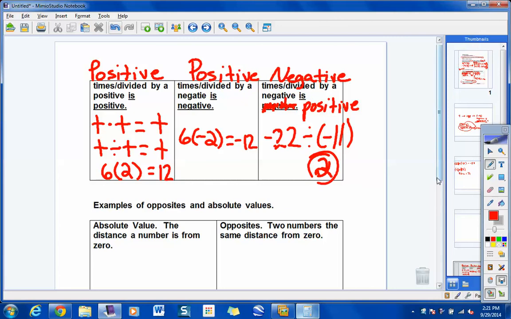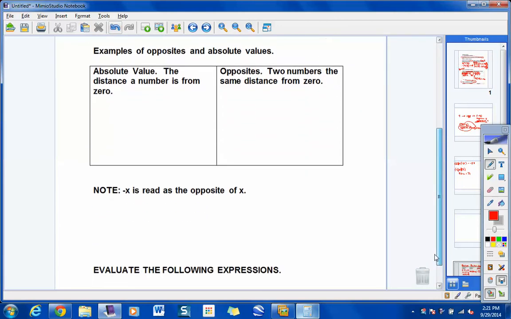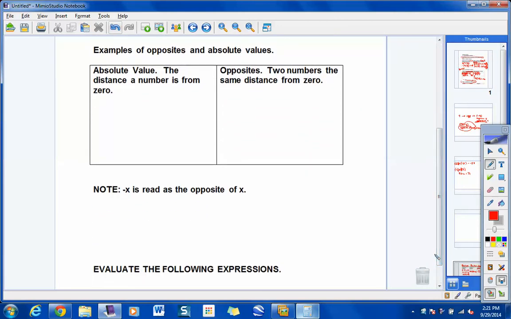Good? All right. Understanding opposites and absolute value. I'm going to throw a number line up here real quickly. Give me a second, please.